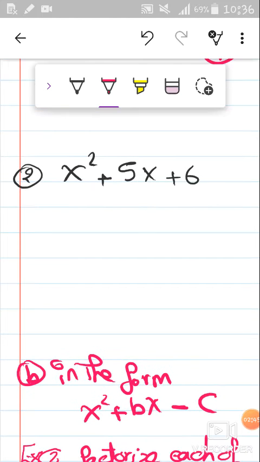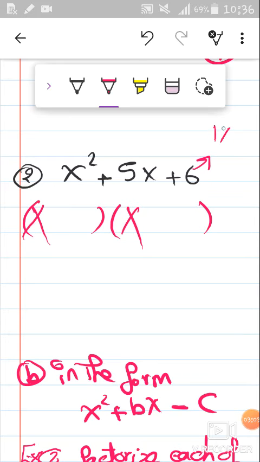Number 2, we have here x² plus 5x plus 6. Also, the power of x is arranged descendingly, and I haven't any common factor. x² comes from the product of x and x. What about 6? The factors of 6 are 1 times 6 and 2 times 3. How can I determine the suitable factors of 6? I have to look at the middle term, which is 5.